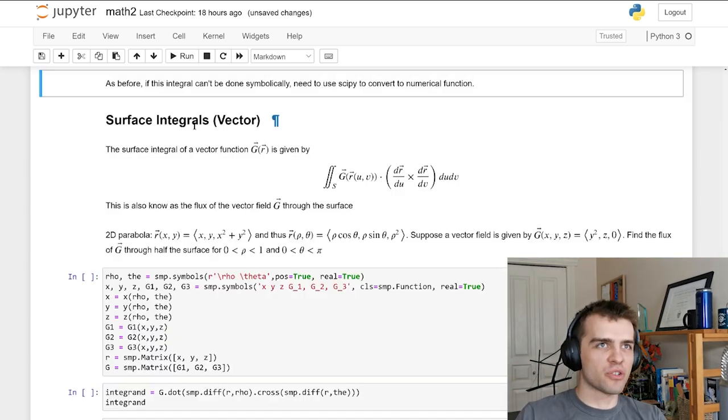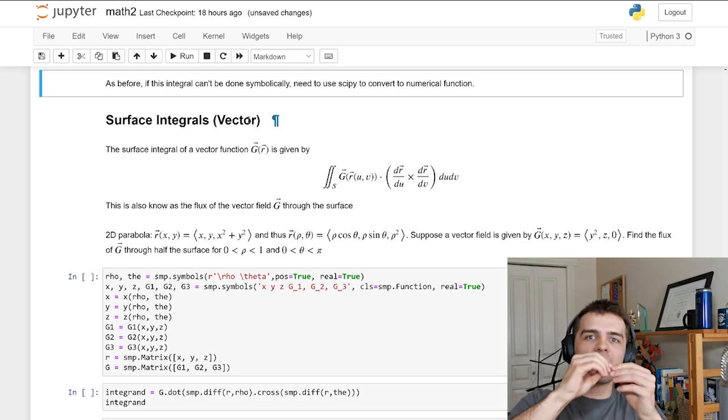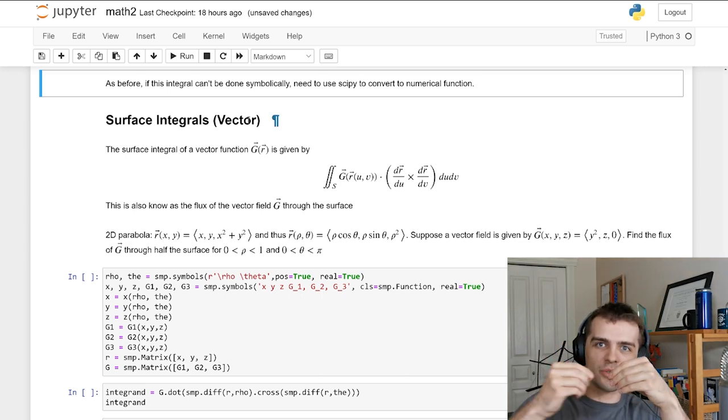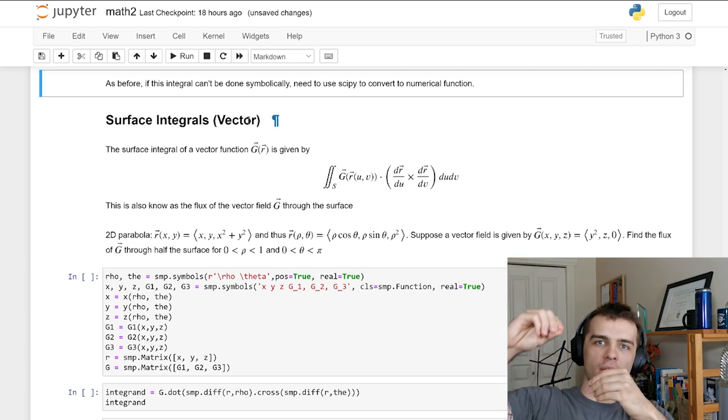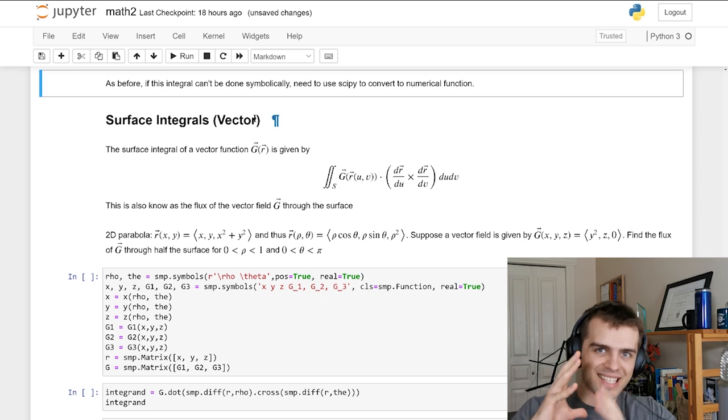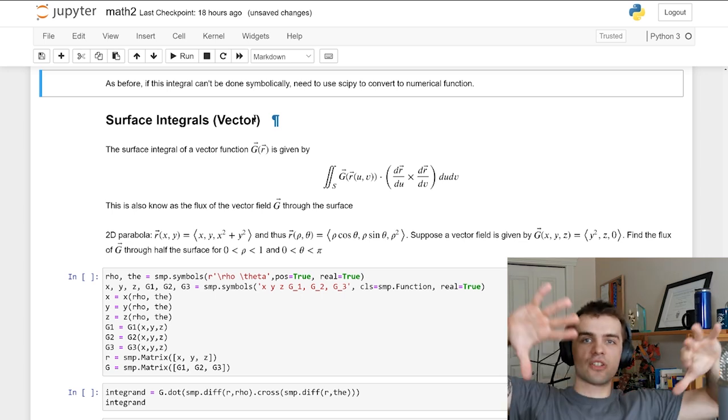Finally, we can look at vector surface integrals. And like how I said that the vector line integral was like the work that you do on a particle, the vector surface integral is analogous to the flux, or it is the flux through a surface.